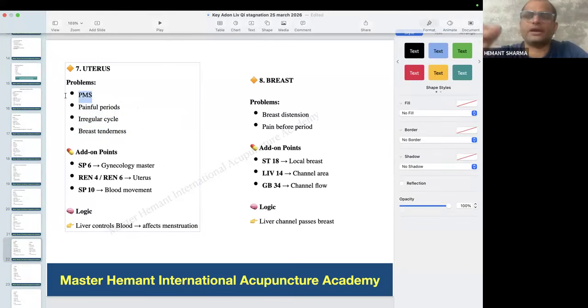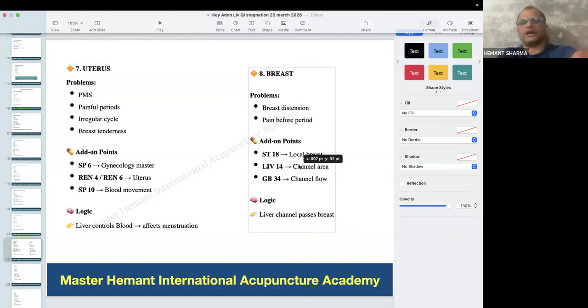premenstrual syndrome, period blood के साथ, पेन के साथ आ रहा है, यानी मानो कि there is a problem connected with the blood. So here we take spleen 6, which is the gynecological point as per TCM. We can add these add-on points.